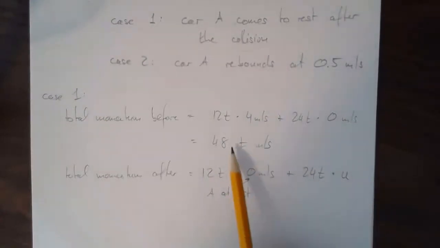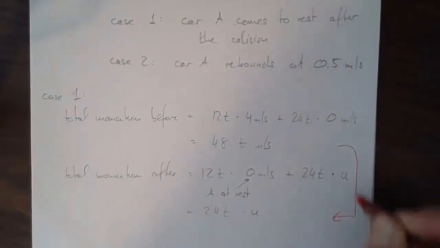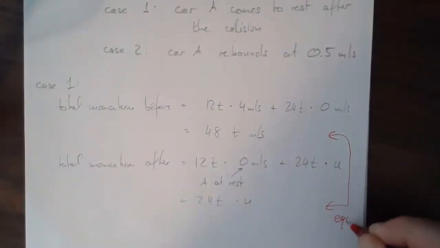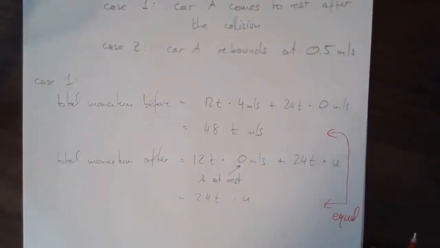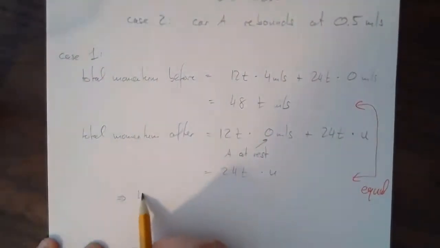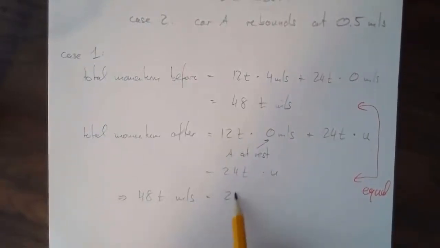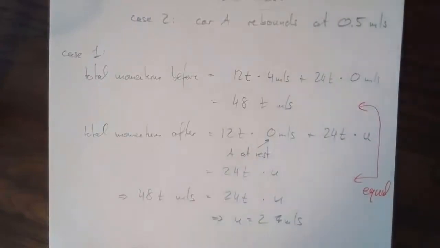So what is this? Well, I don't know what this is, but I can write out what the total is. If this is 0, then 24 tons times U. I know that this one and this one are equal. Why? Momentum conservation. So I have that 48 ton meters per second is equal to 24 tons times U. Easily solve that, and we find that U is 2 meters per second.